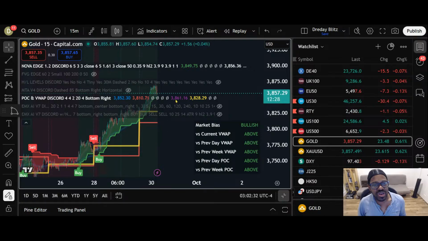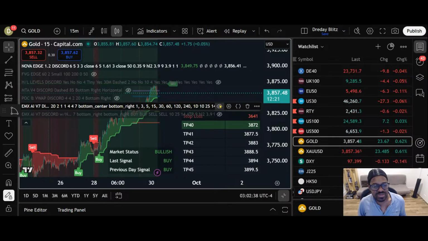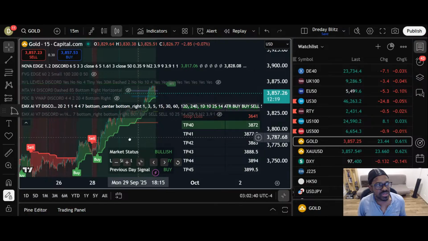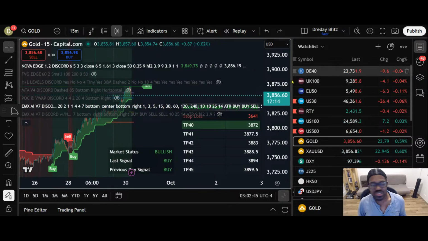So UK 100, we have a sell on UK 100. So we have a UK 100 sell.